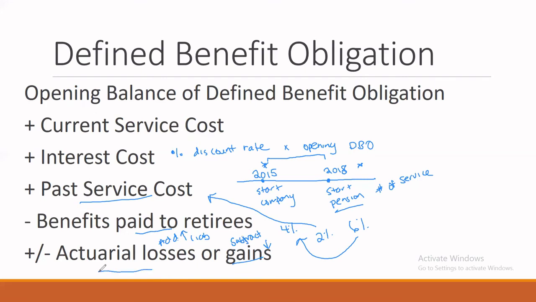Okay, so if a bunch of people got hired, that's going to increase your liability, so you would add that to the liability. If a bunch of people got fired before the vesting period, so before you had to give any pension, then you would subtract that from your liability, because that's less money you have to pay out in the future. Okay, so opening balance plus current service plus interest plus past service minus benefits paid to retirees, plus actuarial losses minus actuarial gains. All right.